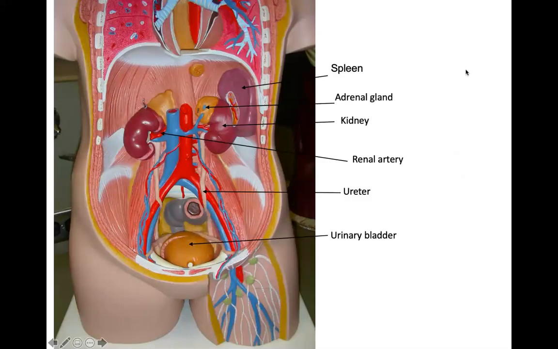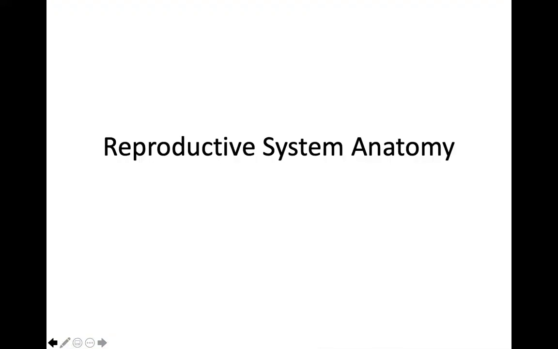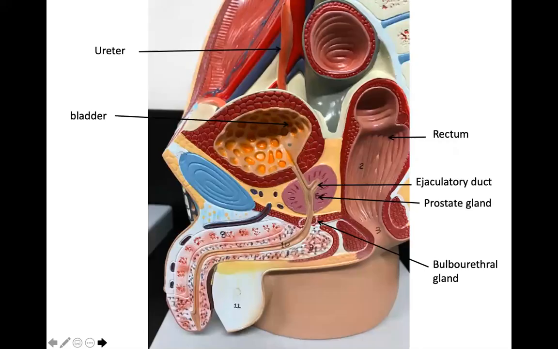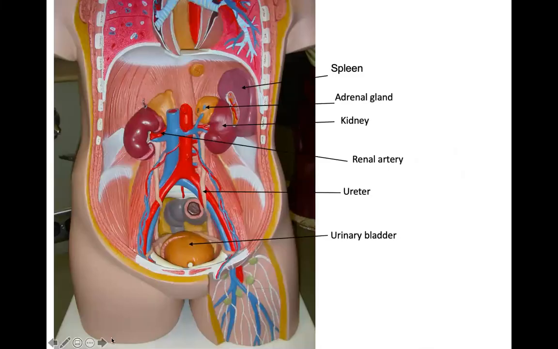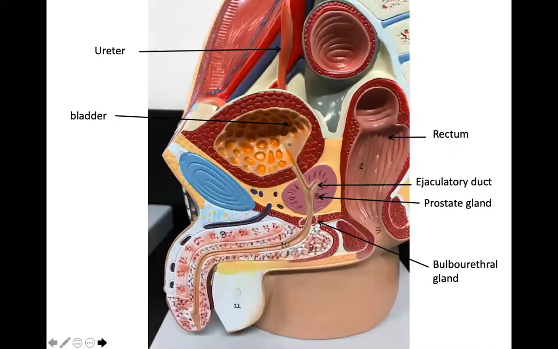Hi, everybody. This PowerPoint will be focusing on the urinary system and reproductive system anatomy, starting with the reproductive system in males. So if you take a look at this, and I'll come back to that because this is more urinary system than reproductive system. What we're seeing here is a male reproductive system. So let's go ahead and get started.